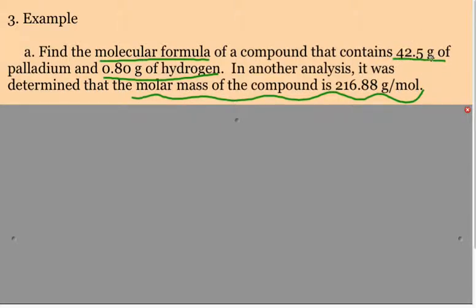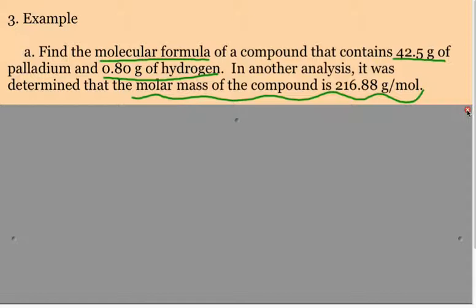We have 42.5 grams of palladium, which is an element you don't see very much, but we have some. And we have 0.8 grams of hydrogen. And if they're giving you molecular formula, they're going to have to give you something else. So they said in another analysis, it was determined that the molar mass of the compound is 216.88. So we'll come back to that at the end, but we just kind of proceed like normal.